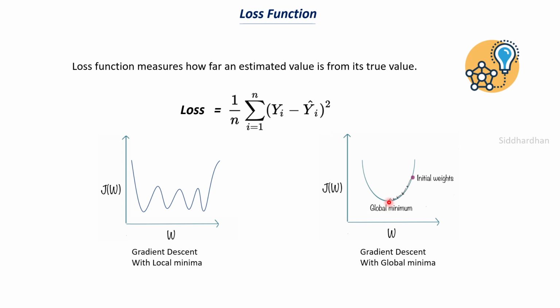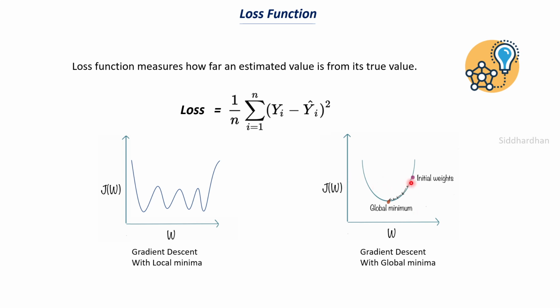So the global minimum is the point. At this point, if you come to the x-axis, you will have some parameter values, the weight value and bias value. For this particular weight value and bias value, your loss function value will be very small. Whereas let's say we are taking the initial weights at this point, and we take the weights and bias value at this particular point.